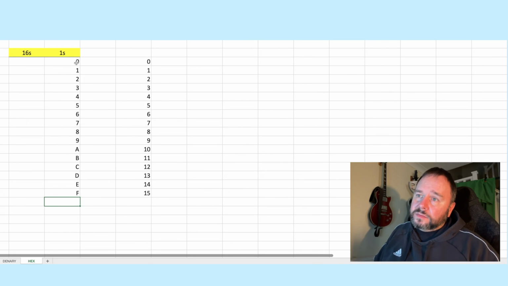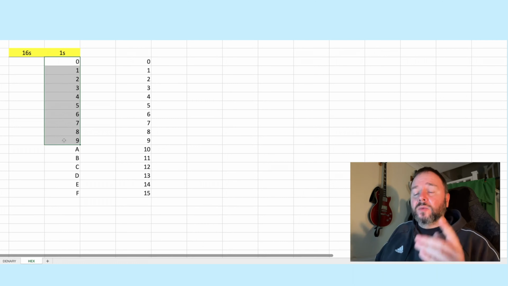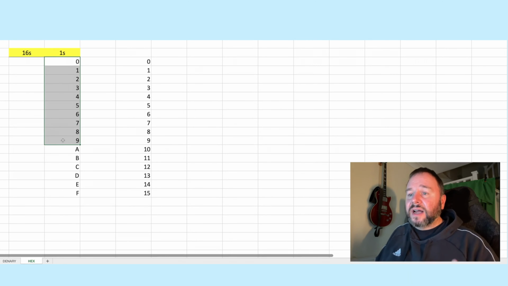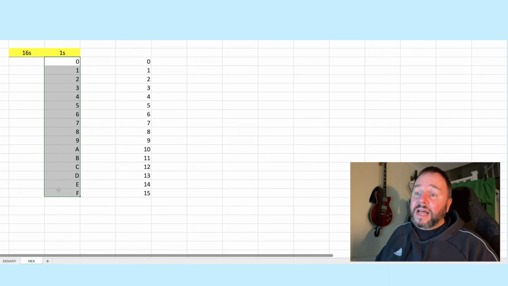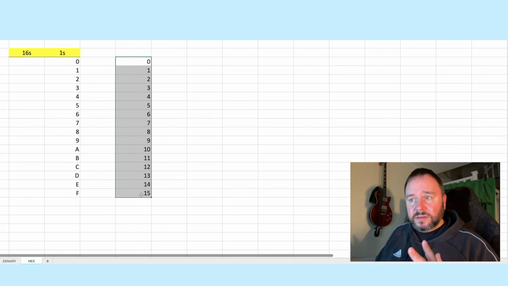So, 0, 1, 2, 3, 4, 5, 6, 7, 8, 9. We need to use a single character, so we just use letters. A, and then B, C, D, E, F. Stops at F. F is 15. Magnificent. So how do we represent 16?